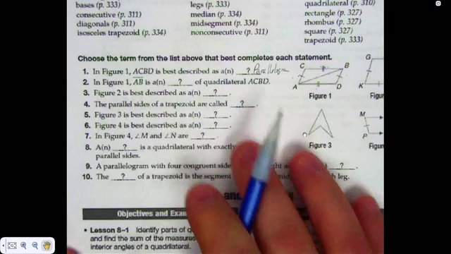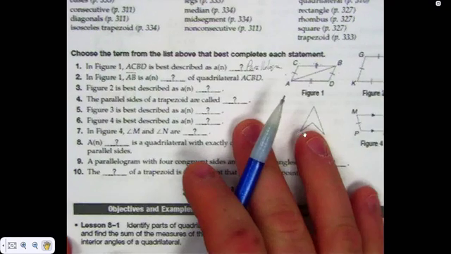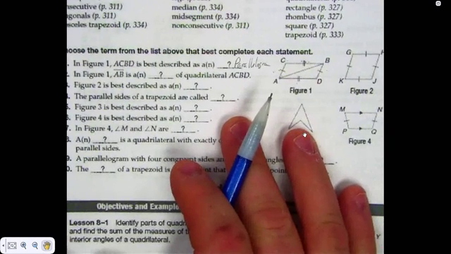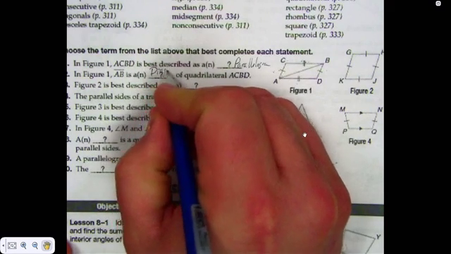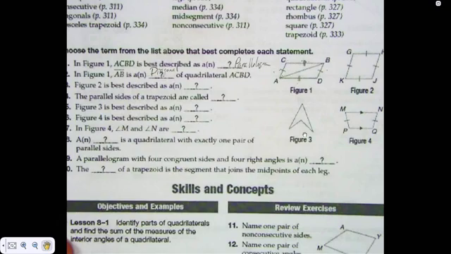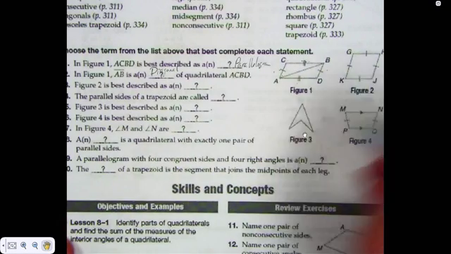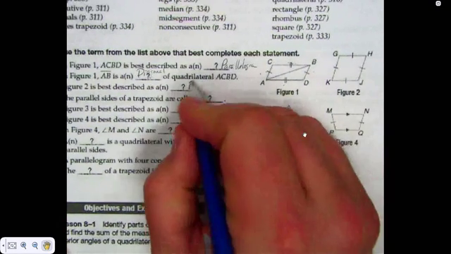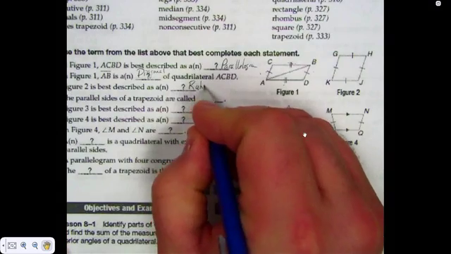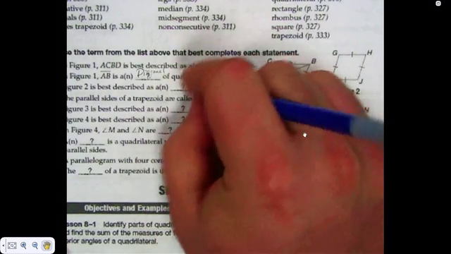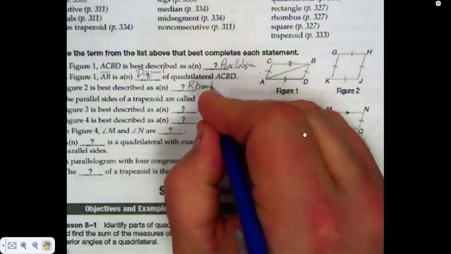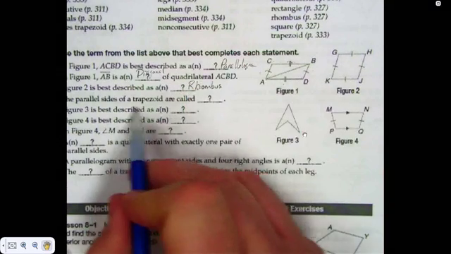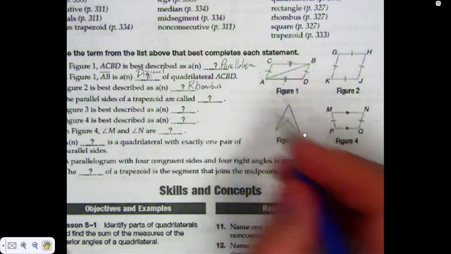In figure 1, AB is a or an blank of quadrilateral. AB is a what? Diagonal. Figure 2 best describes a rhombus. Correct, rhombus. The parallel sides of a trapezoid are called its what?